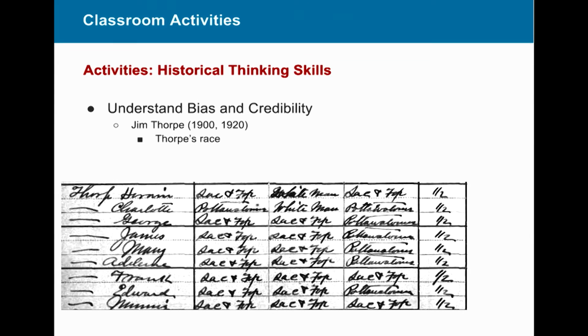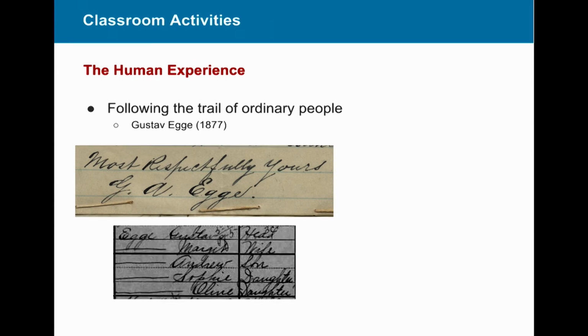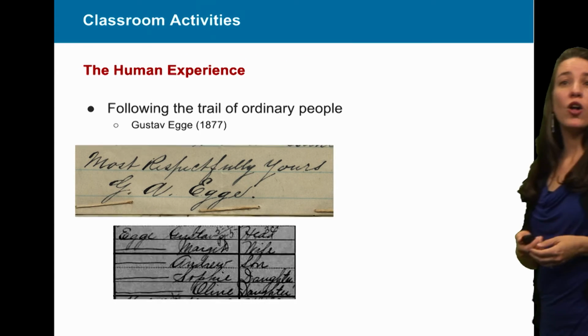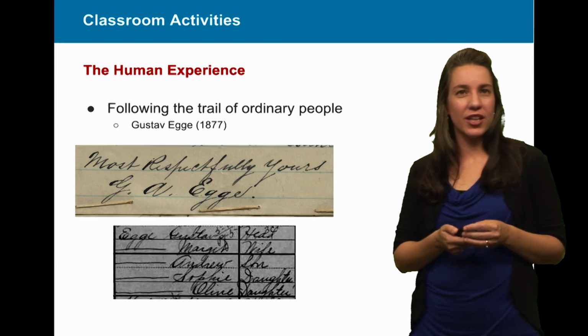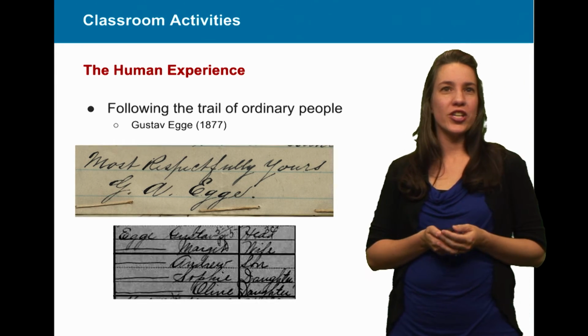Understanding bias is huge in the census records. This is a census record of Jim Thorpe, who was an American Indian athlete at the turn of the century. This is his census record from 1900, where he is listed with his family, and his identity is listed as Sac and Fox, so he was listed as American Indian. In 1920, he is listed as white, and so it's really interesting to see why that might have changed in 20 years. The other thing that you can do that's really fascinating is you can follow the trail of ordinary people in the census. So this is a little story I want to share to finish up.